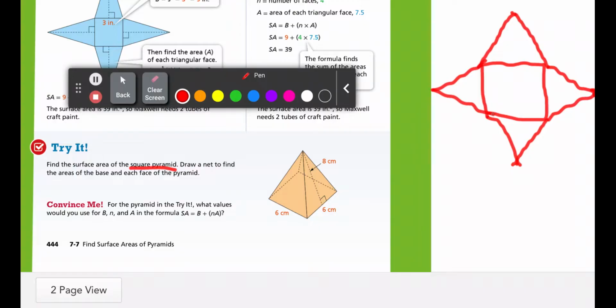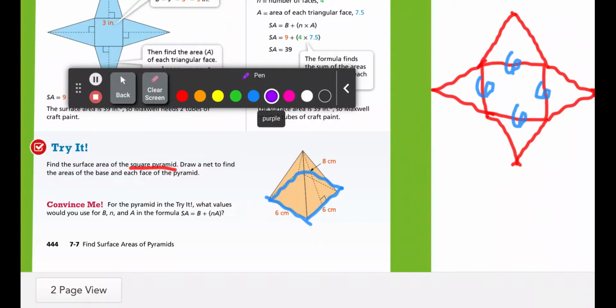And now I'm going to write the measurements that they gave us on the picture on our net. So if I'm looking at the square base of our pyramid, what is going to be the base and the height of that square? The base and the height of the square is going to be 6. And a square has 4 equal sides. So the base of each of these triangles, or the edge where the triangular face meets the square face, is going to be 6. So already looking at this, I'm going to be able to find the area of that square in the middle.